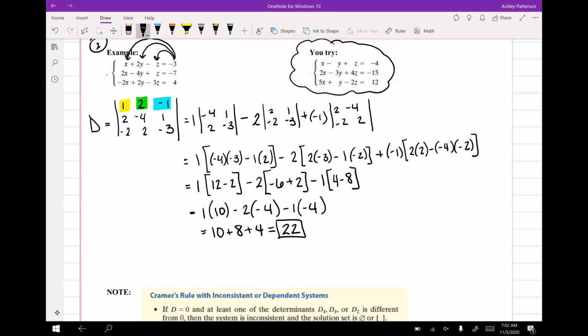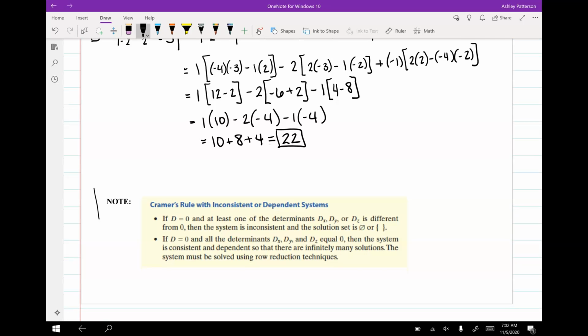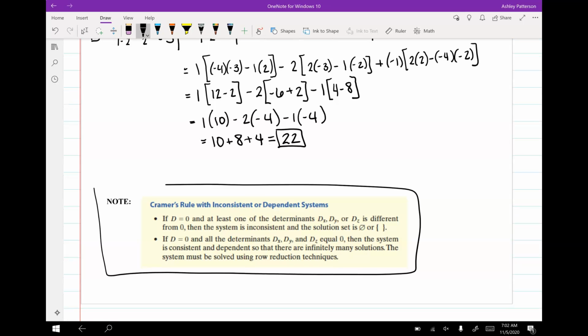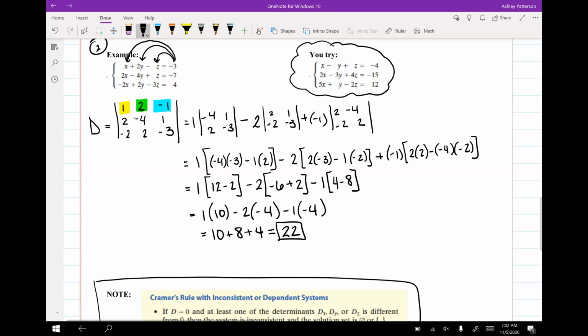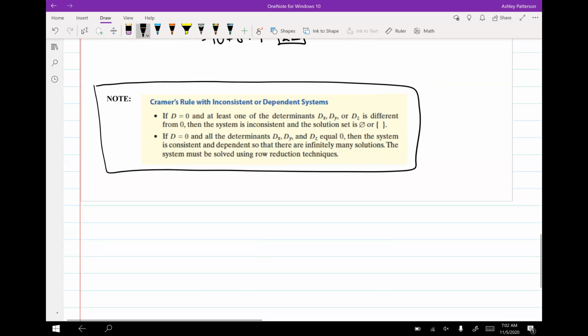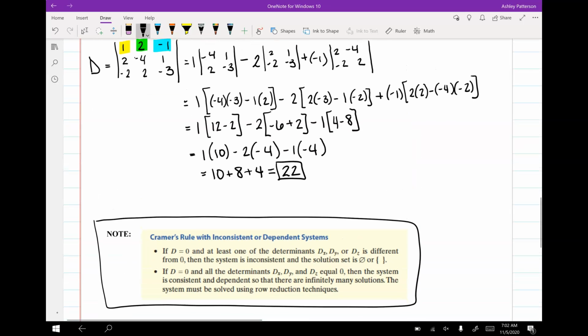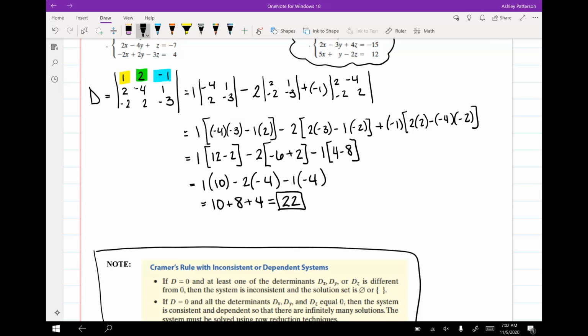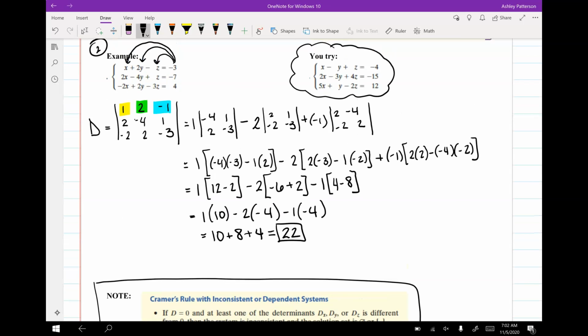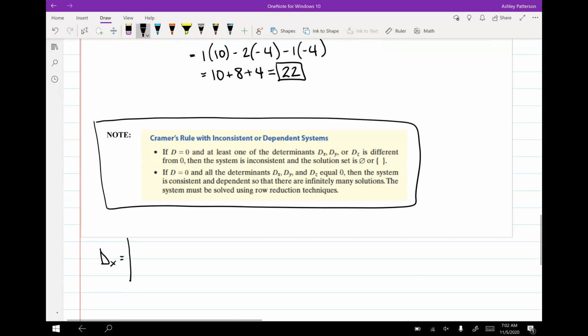Okay, well, obviously I ran out of room. This is super important. We will look at it in just a minute. Let's go ahead and figure out what the determinant sub x is going to be. This is where we replace the x coefficients, that first column, with the solutions. So the solutions are -3, -7, and 4. Be careful when you write these down. There's a lot of room for error.